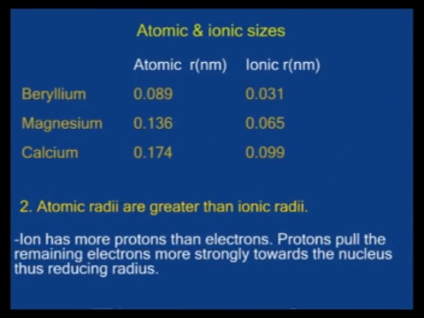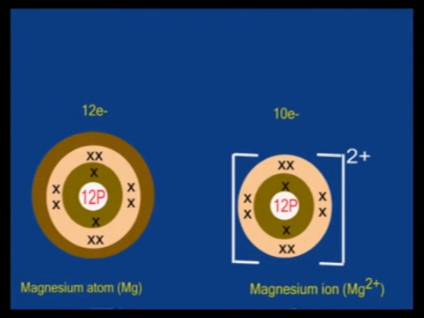The other reason is that when the 2 outermost electrons are lost, the remaining electrons are more attracted to the nucleus by the protons. This increased force pulls the electrons closer to the nucleus, thus reducing the ionic radius. For instance, a magnesium atom has 12 protons and 12 electrons. The magnesium ion, on the other hand, has 12 protons but 10 electrons, because 2 have been lost. The 10 electrons will be held more tightly compared to when they were 12.